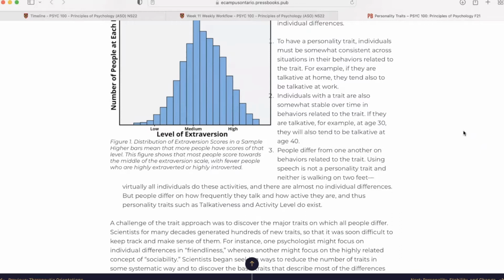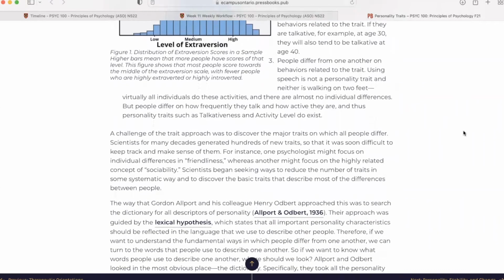Using speech is not a personality trait, and neither is walking on 2 feet. Virtually all individuals do these activities, and there are almost no individual differences. But people differ on how frequently they talk and how active they are, and thus personality traits such as talkativeness and activity level do exist.